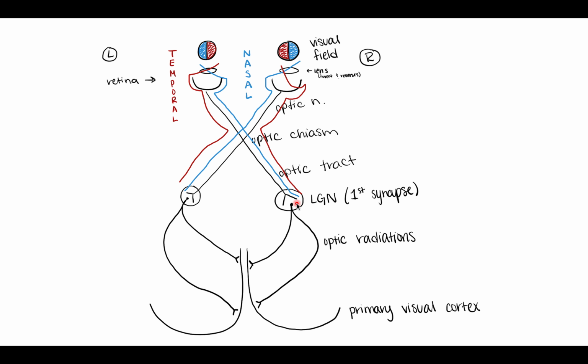When you get down to this lateral geniculate nucleus, this is the first synapse. And then everything's going to go to both optic radiations, both the parietal and temporal radiations. I just remember this as P and T, kind of like physical therapy. So the parietal and temporal.